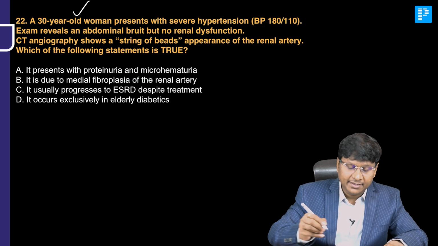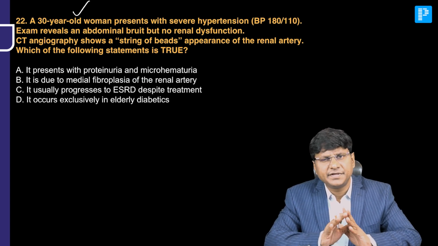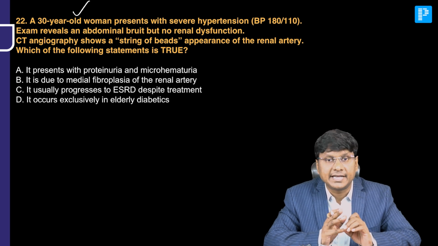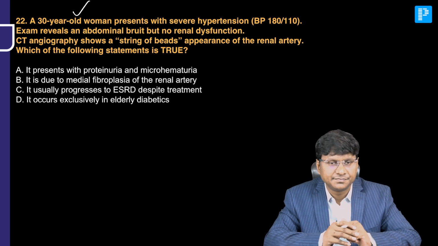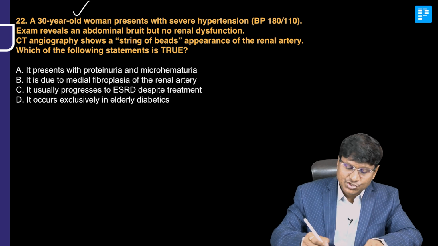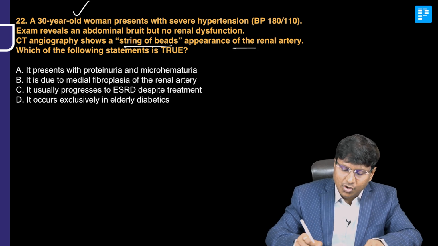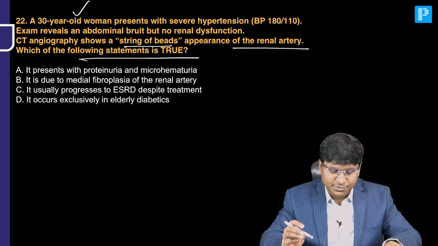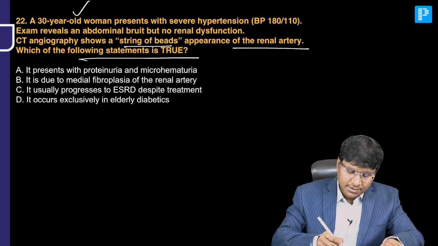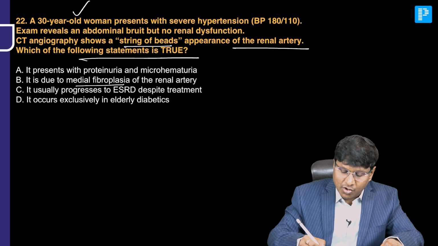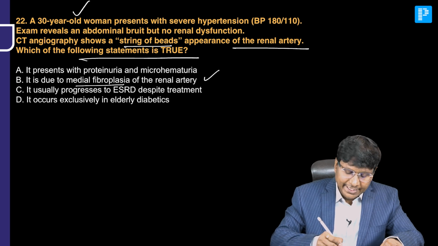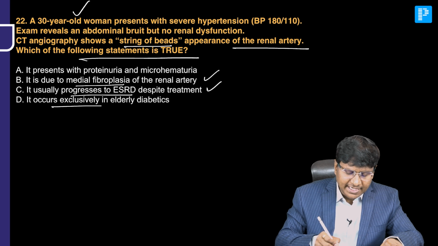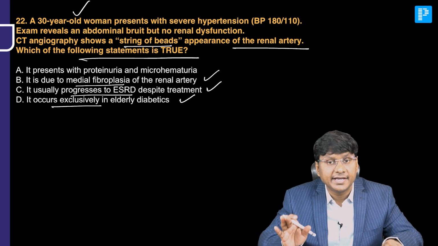Next question. We have a 30-year-old woman presenting with severe hypertension where the blood pressure is 180 by 110. Examination reveals an abdominal bruit but no renal dysfunction. And CT angiography shows a string of beads appearance on the renal artery. Which of the following statements is true? The first option, it presents with proteinuria and microhematuria. It is due to medial fibroplasia of the renal artery. It usually progresses to end-stage renal disease despite the treatment. It occurs exclusively in elderly diabetics.